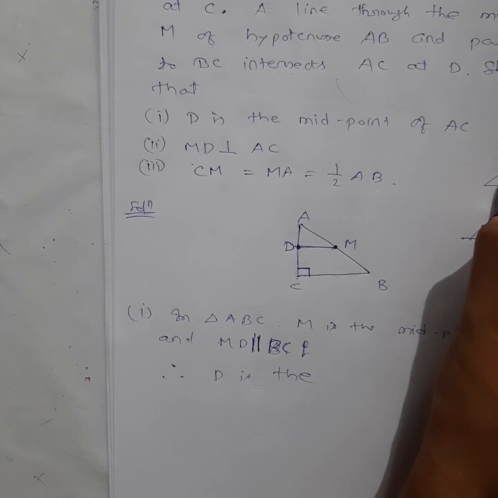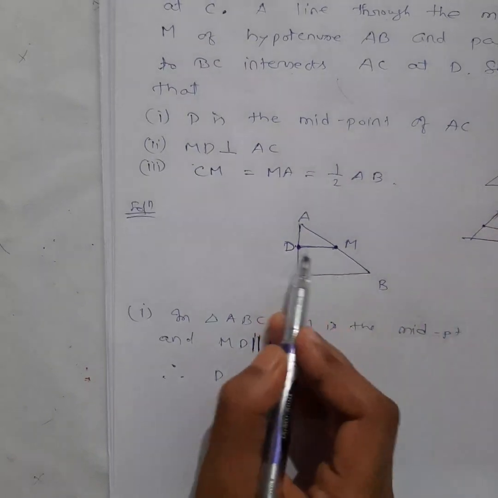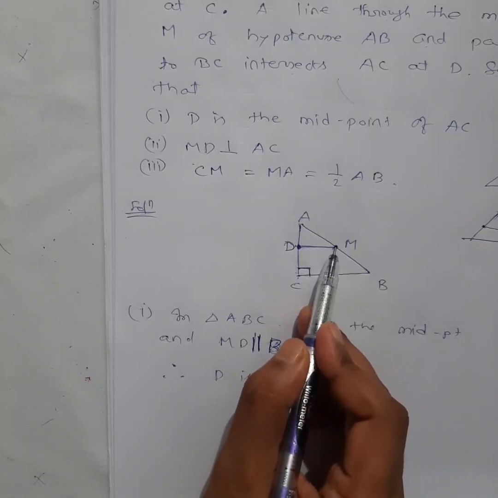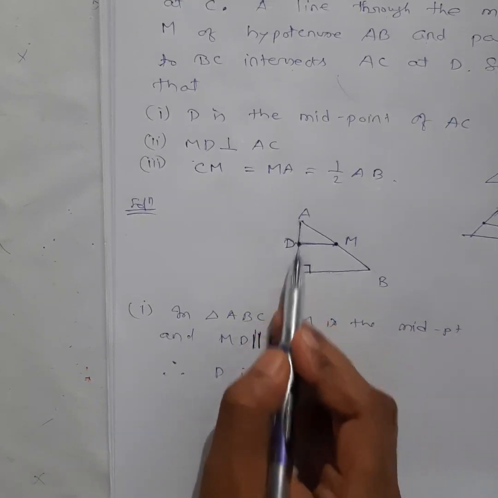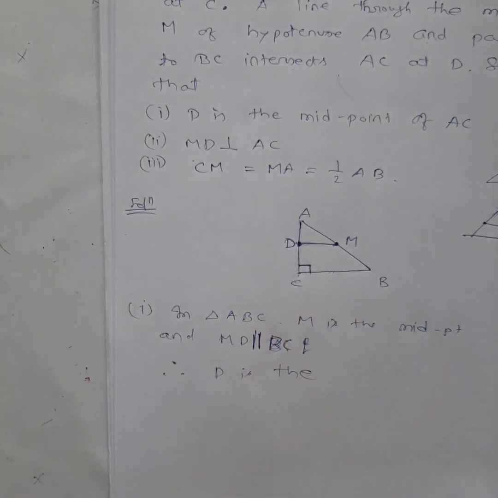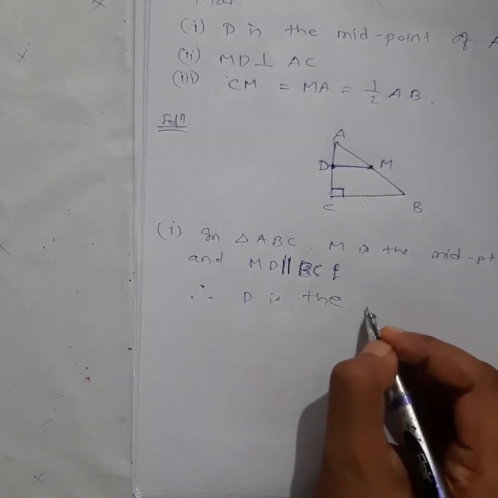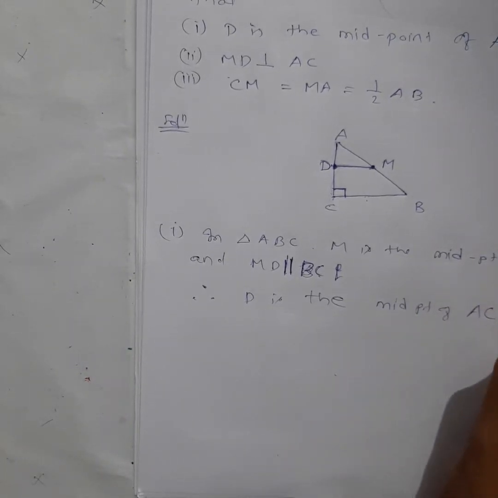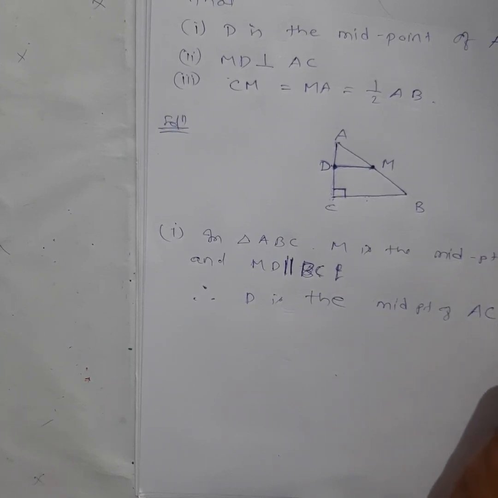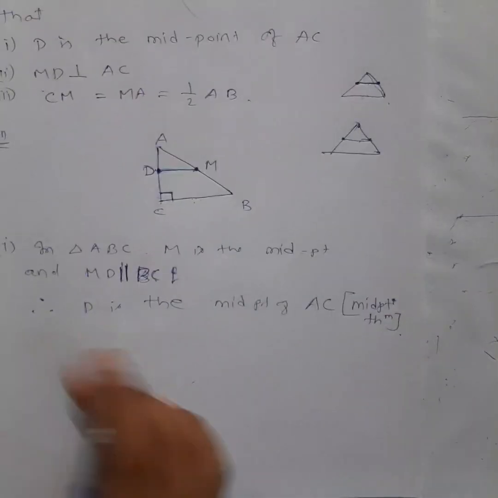If you draw a line from the midpoint of one side parallel to the second side, then that line will always bisect the third side. Bisect means this will be the midpoint. So this is the theorem we have used here. The midpoint is given, and this line is parallel to the second side of the triangle, so obviously this line will bisect the third side. So I don't have to prove anything. Since M is the midpoint and the line is parallel to BC, D is the midpoint of AC. How did I know that? Midpoint theorem. You have to mention why you have written this conclusion. So the first part is done.